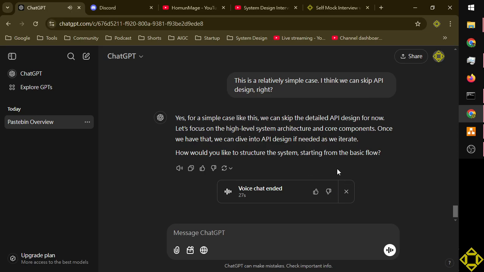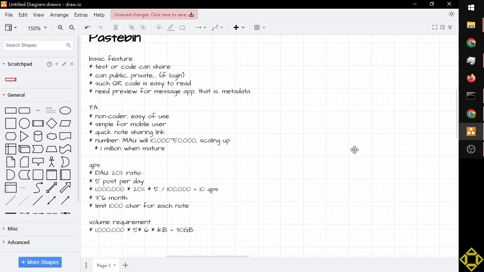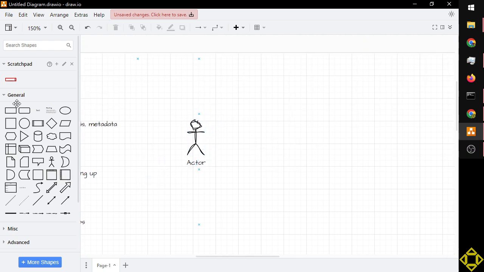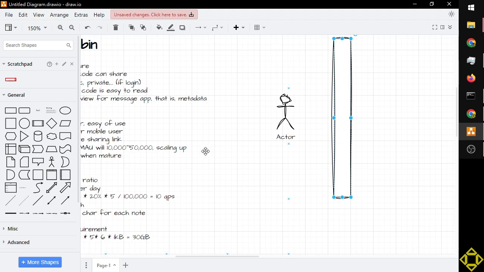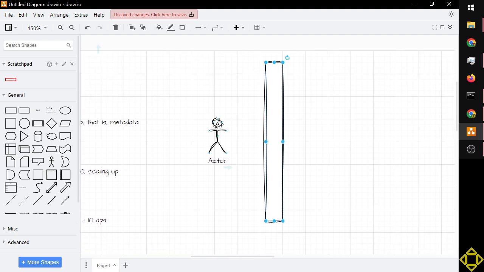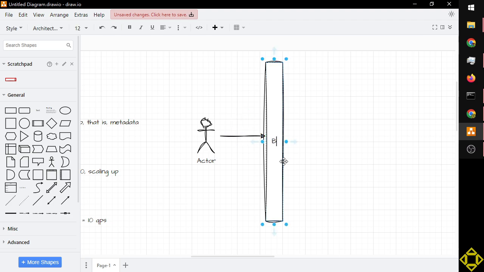Okay, so we will do a simple case for the user. Notes can be public or private. If they are not logged in, they will just have the public access. Load balancer. This will be relatively easy.